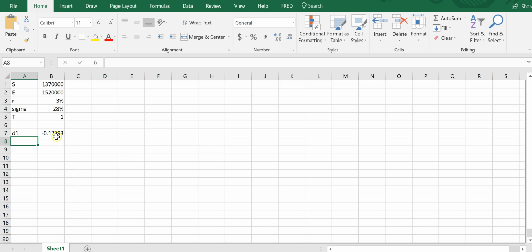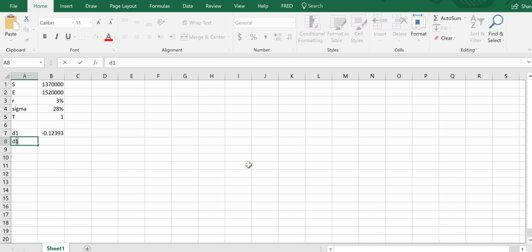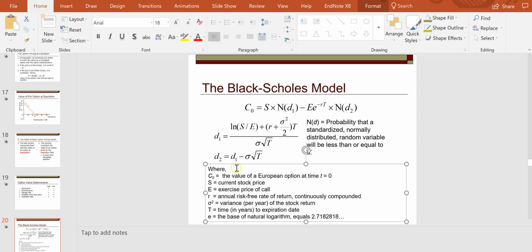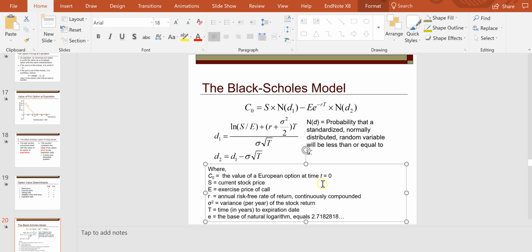So that's D1, and D1 equals that, and D2 will be based on D1 minus sigma times square root of t. So sigma times square root of t, and that's my D2. And then we need to check this N D1.